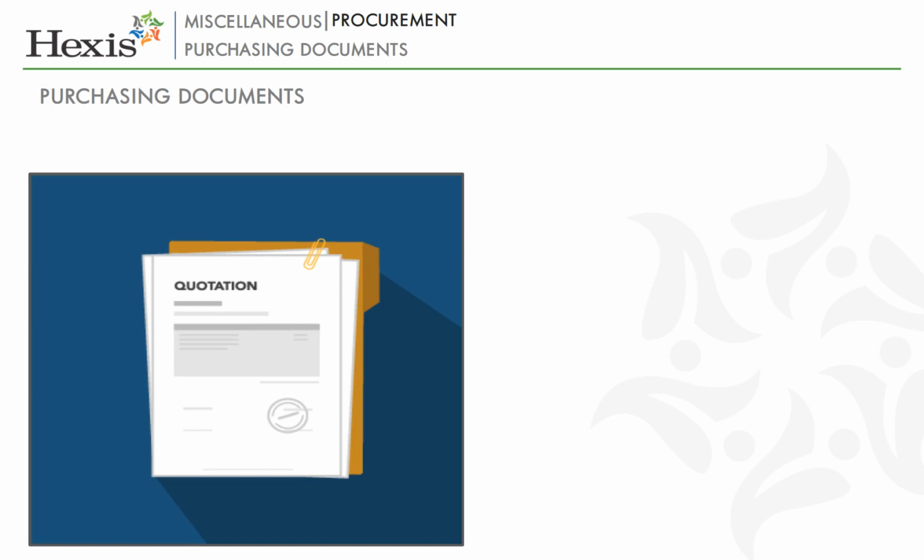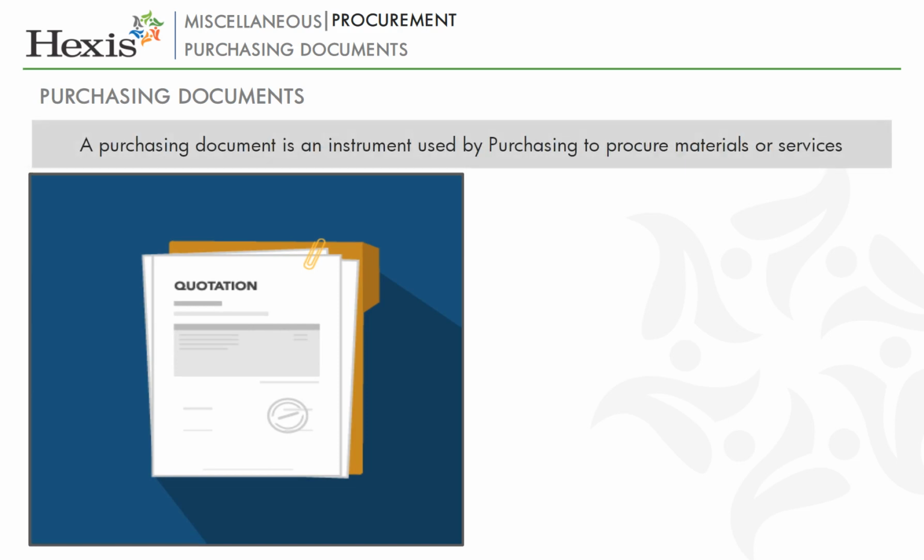Let us have a look at purchasing documents. A purchasing document is an instrument used by purchasing to procure materials or services. The following list shows the various external purchasing documents available in the standard SAP system. Note: purchase requisitions are not included on this list because they are usually regarded as internal documents used within purchasing and are therefore treated separately.